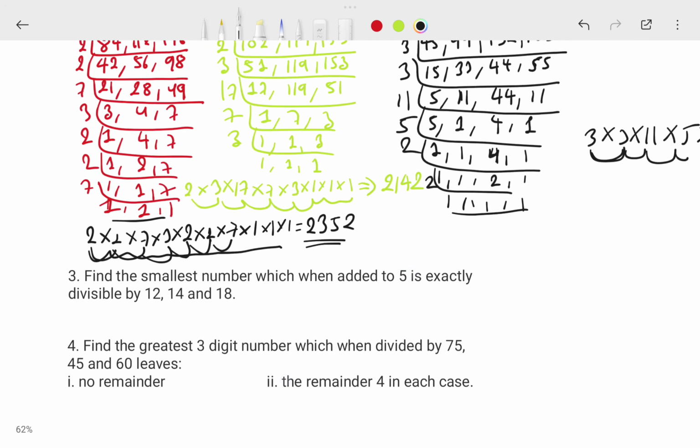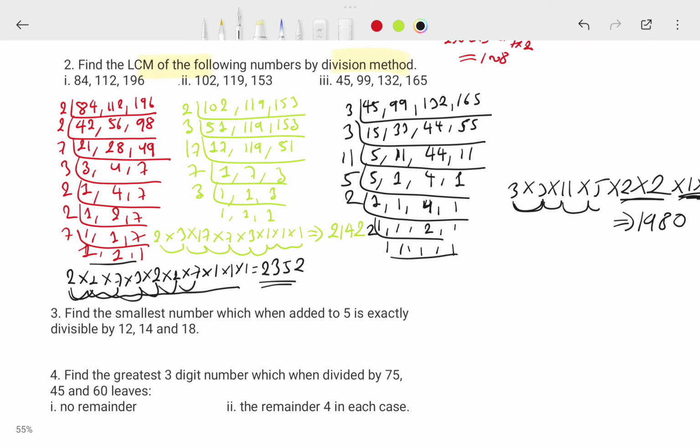Is it clear? Right, so if it is clear, then I will erase this question because we already have the third question here. So let's erase this one. I will erase it.